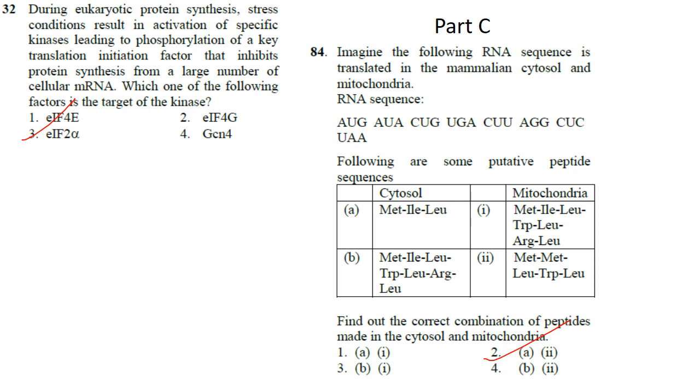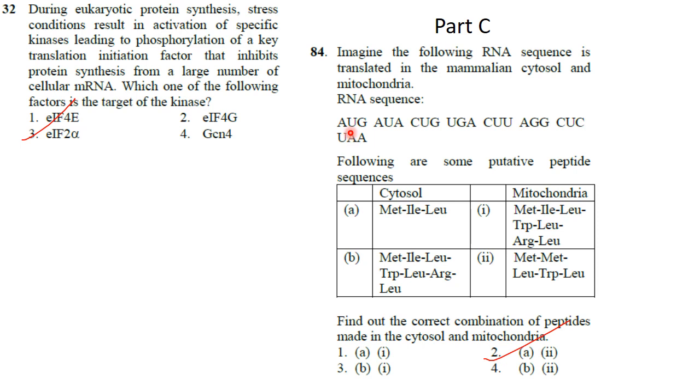Now next one. Imagine the following RNA sequence is translated in the mammalian cytosol and mitochondria. So this is the RNA sequence that they have given. Following are some putative peptide sequences. Now in case of cytosol, UGA is the stop codon. In case of mitochondria, AGG is the stop codon. And UGA in mitochondria codes for tryptophan. So consider these combinations.